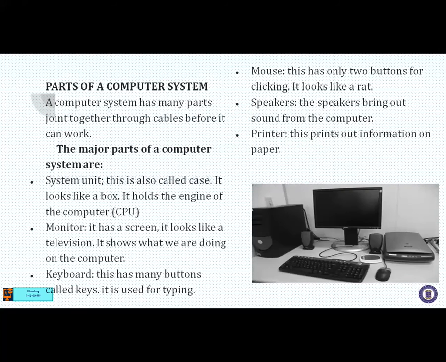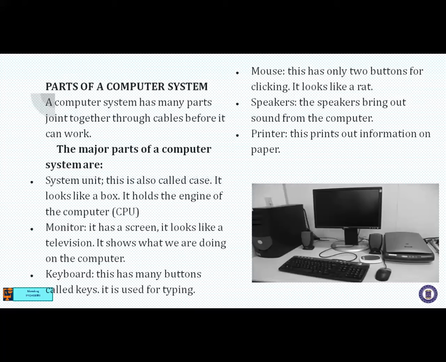Now, a computer is a system, so it has many parts joined together. So we are going to be talking about the major parts of the computer system. And later on, we may come to talk about other parts of the computer system.